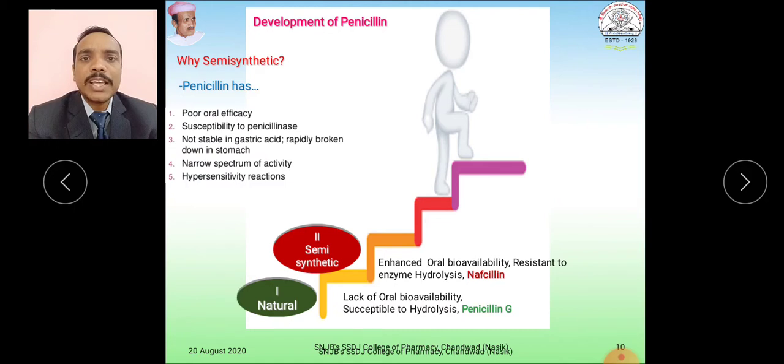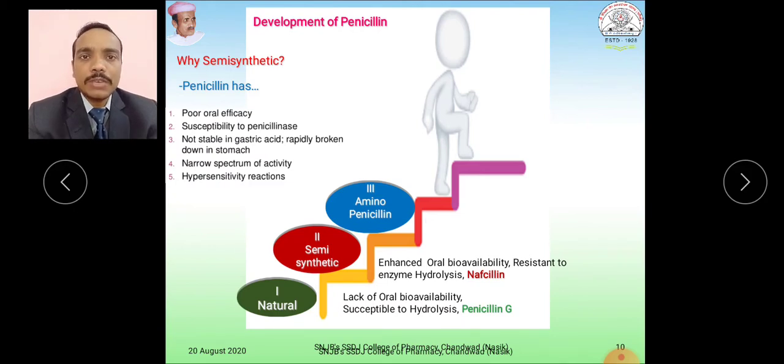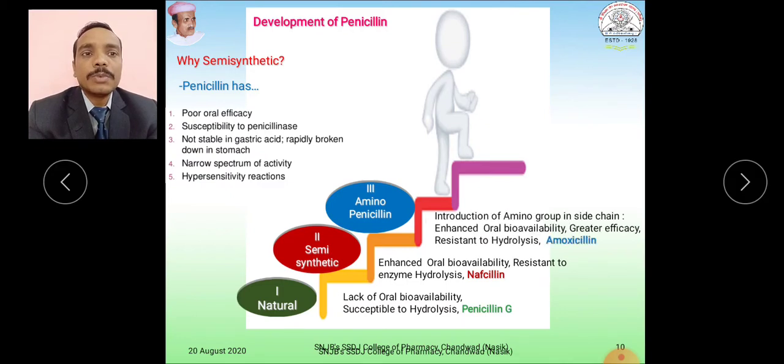They are resistant to enzyme hydrolysis, for example naphthalene. Again, these are developed as third generation aminopenicillins. What does this mean here? There is an introduction of an amino group in the side chain, and that is responsible for enhancing the oral bioavailability compared to the previous two, greater efficacy, and they are resistant to hydrolysis in acidic condition, basic condition, as well as in enzymatic condition, for example amoxicillin.